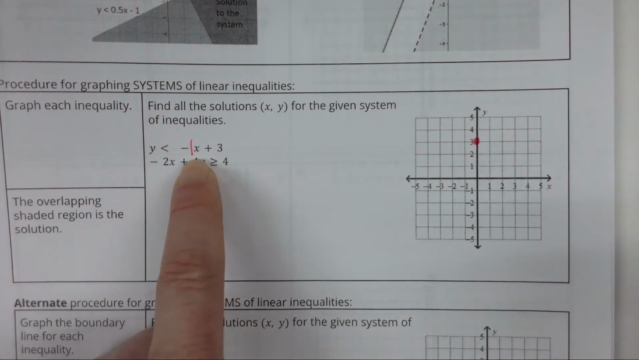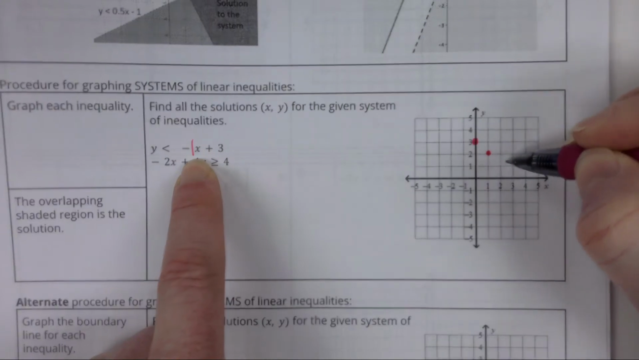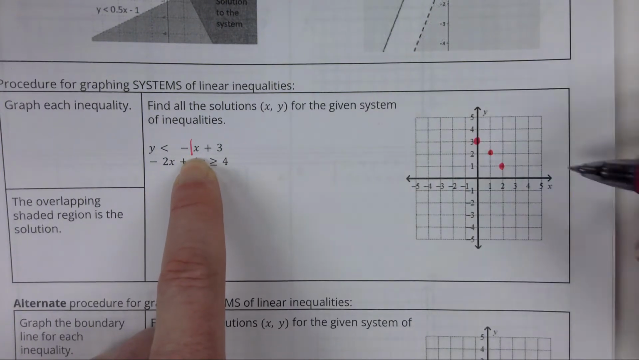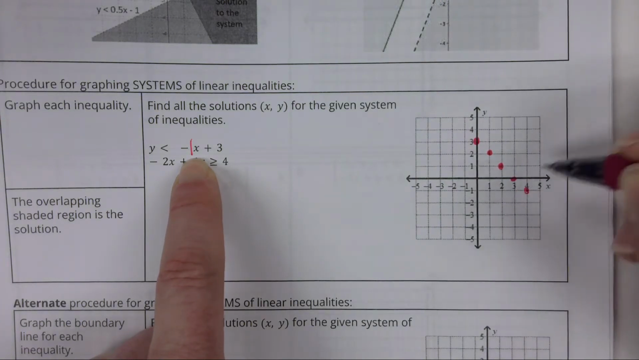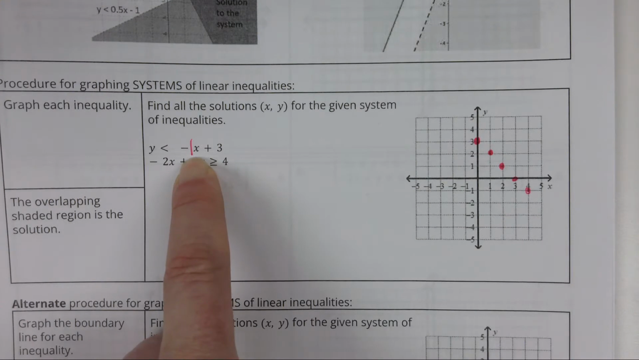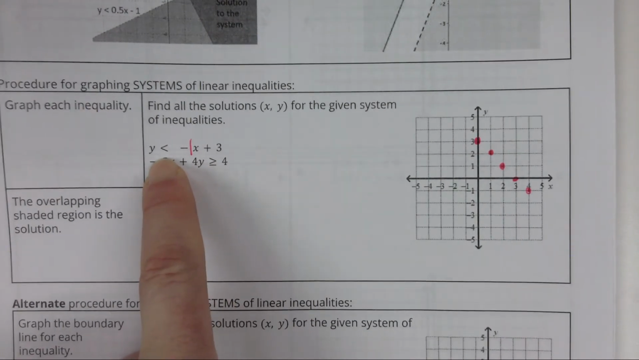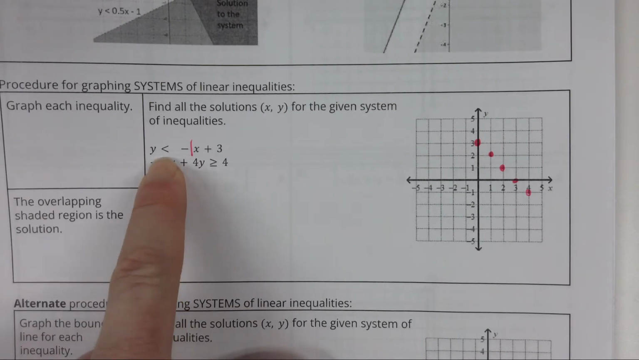Go down 1 over 1. Logan, you writing this down? Down 1 over 1. What kind of line is it? Dashed or solid? Dashed.